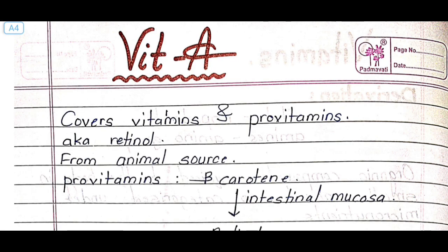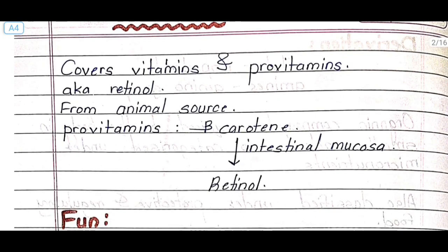Vitamin A covers vitamins and provitamins, also known as retinol. Its source is from animal sources. The provitamin is beta carotene, which in the presence of intestinal mucosa is converted into retinol.